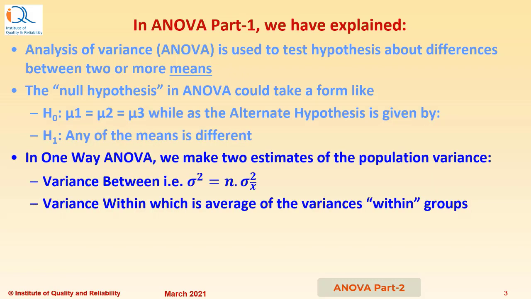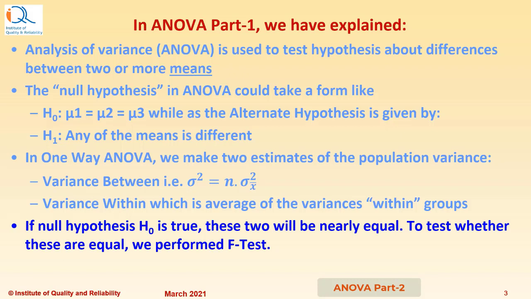In one-way ANOVA, we make two estimates of the population variance. One, variance between, that is sigma square is equal to n into sigma x bar square. This comes from the standard deviation of the group means. And the second, variance within, which is the average of the variances within groups. If null hypothesis H0 is true, these two will be nearly equal. To test whether these are equal, we perform F-test.